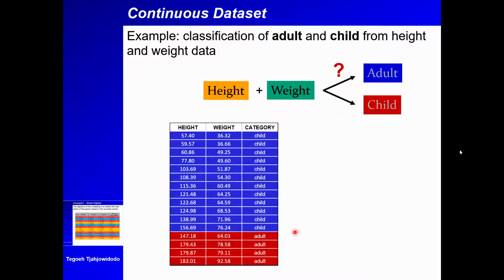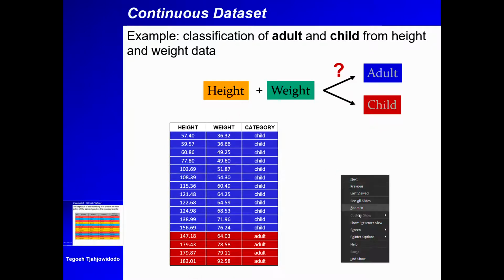And then I collect the height and weight of all 16 of them. Then I want to develop a naive Bayes model such that, based on this height and weight, I want to estimate the classification. I want to classify the person, whether he or she is a child or an adult. But if you look at this, the height and weight contain continuous data, continuous variables. So all of these are continuous, right? Why do I say it is continuous?